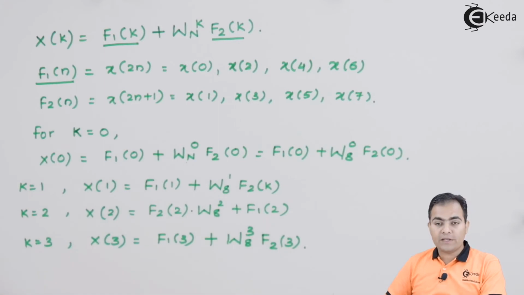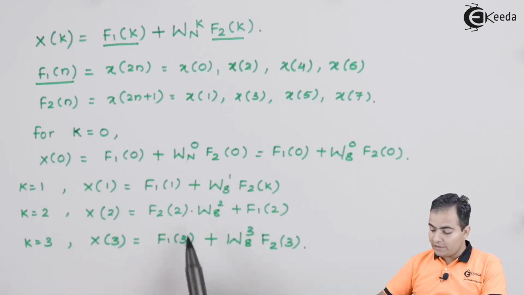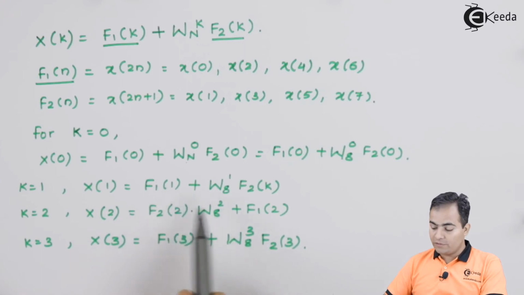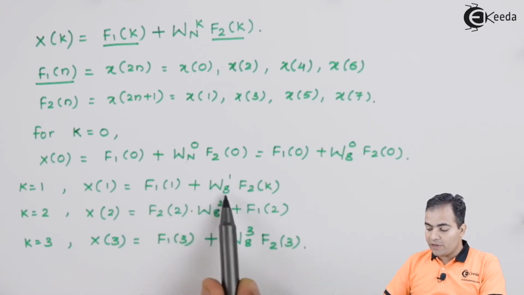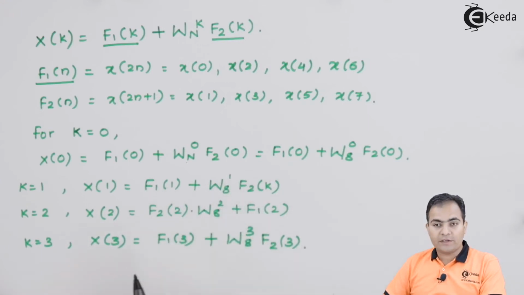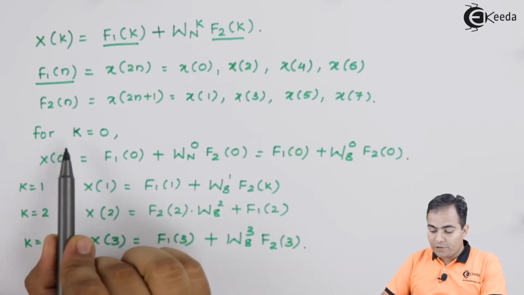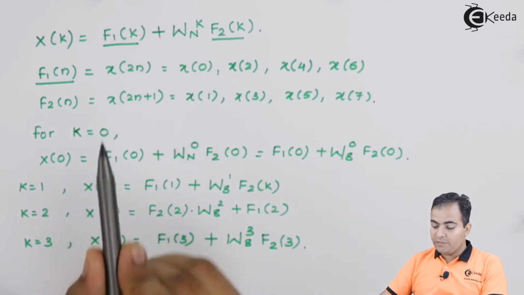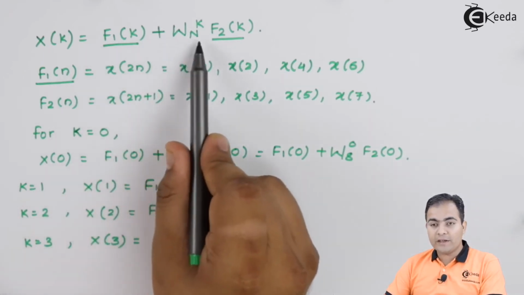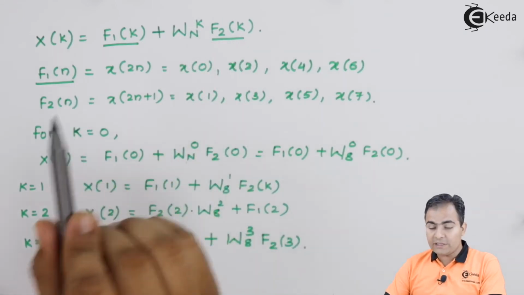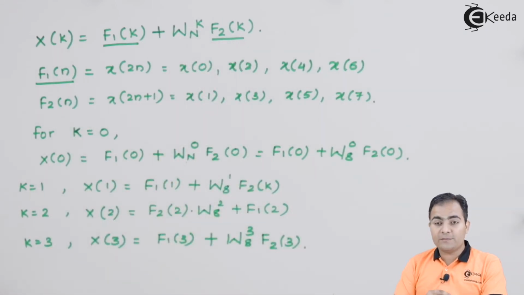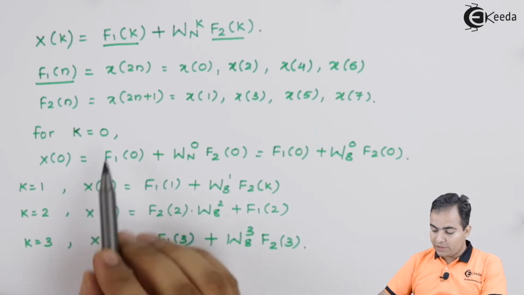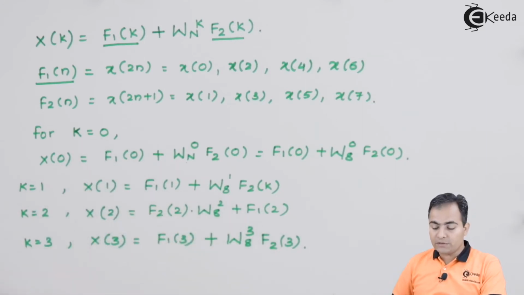These first 4 samples can be obtained by just adding f1 of k with the product of omega 8 to the power k and f2 of k. I'll repeat, if I want to calculate the first 4 sample values of x of k, then we will simply add f1 of k plus omega n to the power k f2 of k. Only thing is this k is replaced by 0, 1, 2, 3. So here I have substituted my first 4 sample values, and according to that I have got this equation.